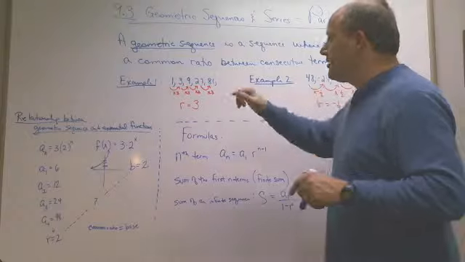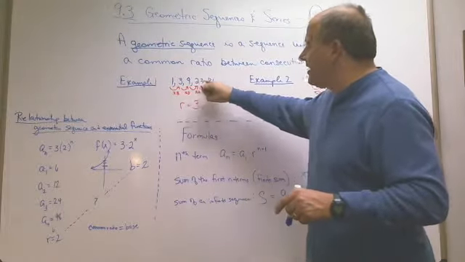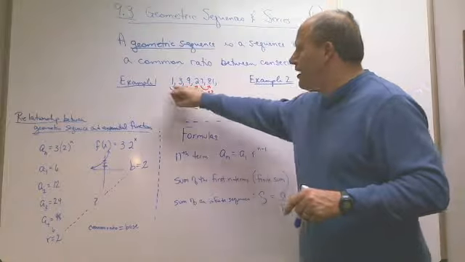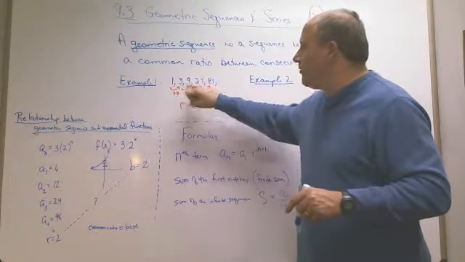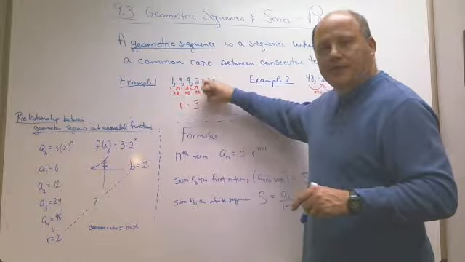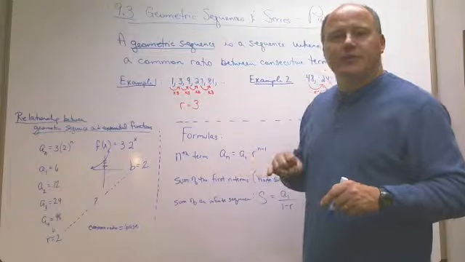For example, in example 1, the sequence is 1, 3, 9, 27, 81. If you multiply 1 times 3, you'll get the second term. If you take 3 and multiply it by 3, you'll get the next term, then by 3, and then by 3. So the ratio between the terms is 3.